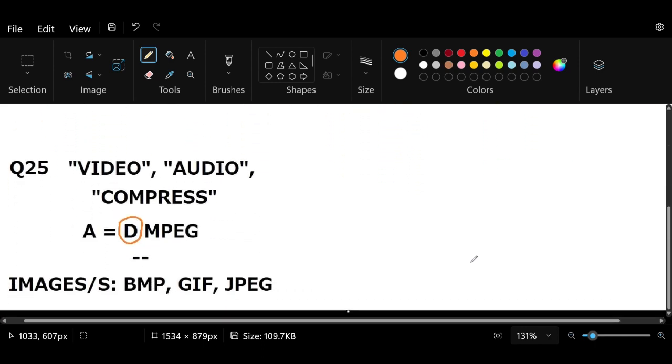Okay, let me see if I have more stuff other than what I've said. So again, video, audio, compress. So you got MPEG. The other ones are for images. Okay.